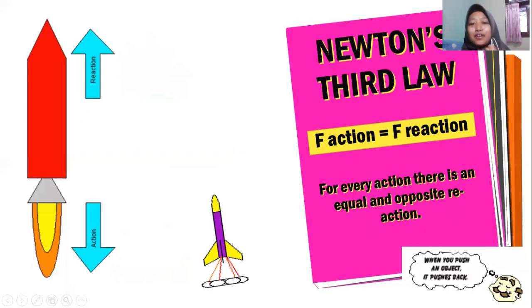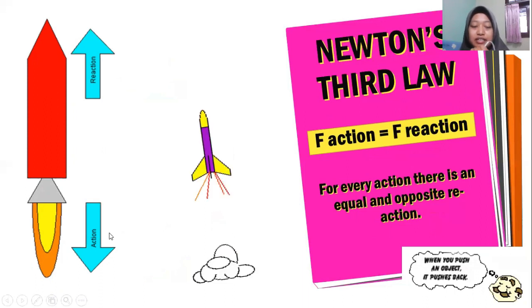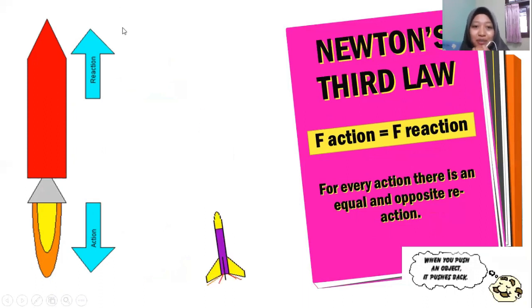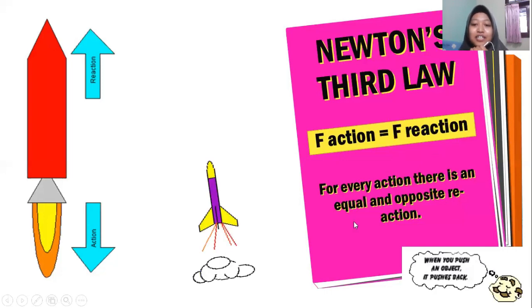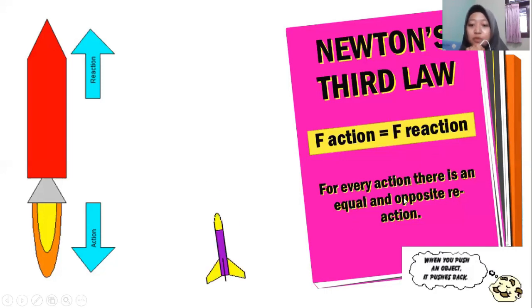Okay, now we are going to learn about Newton's third law. Have you ever seen a rocket? The rocket gives an action to the earth, and the earth gives a reaction to the rocket so that the rocket can fly. It is also called F action equals F reaction. For every action there is an equal and opposite reaction.